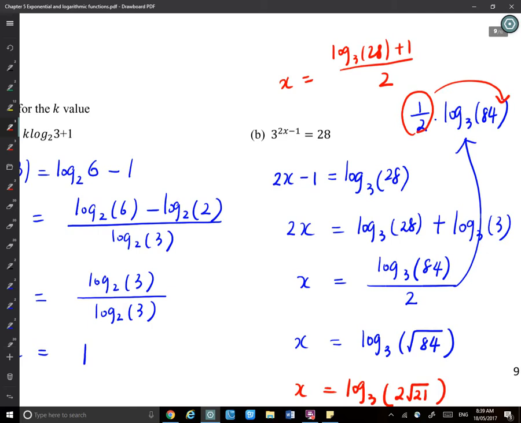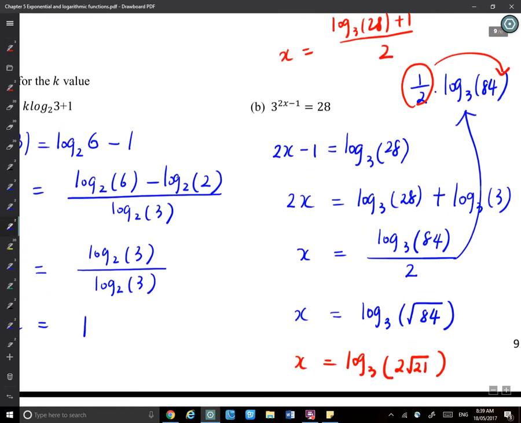Just be careful that a number can be put back to the power. This is actually a very useful property. The number can be put back to the power. Okay, that's when we solve equations, exponential or logarithm equations.